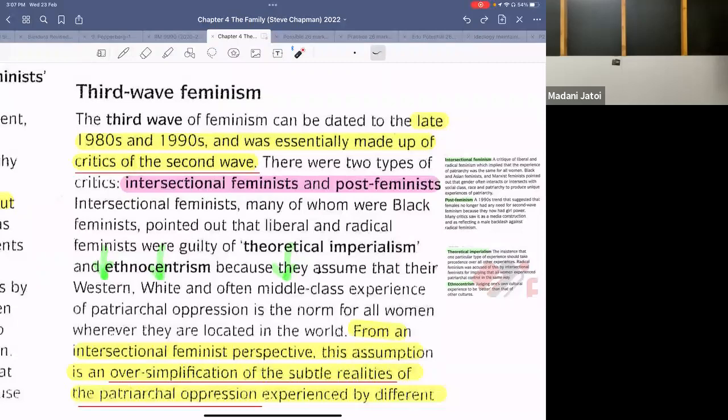And ethnocentrism, I'm assuming everyone knows the term, has to do with you carrying the belief that your culture is somewhat superior to other cultures. Okay? Remember, I gave the example of Black feminists.